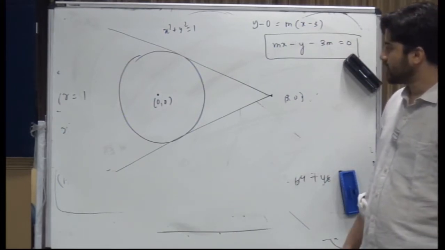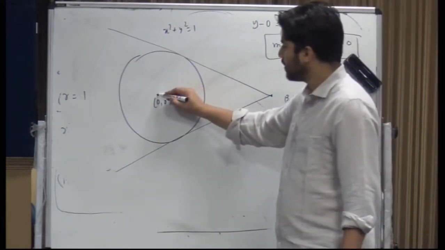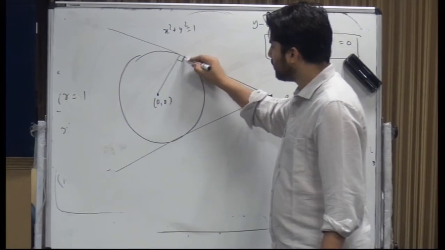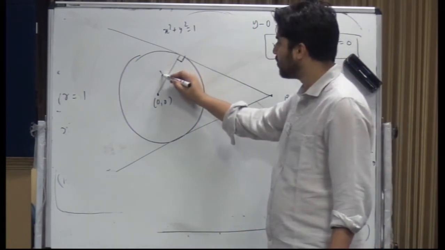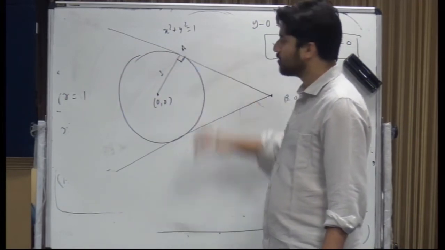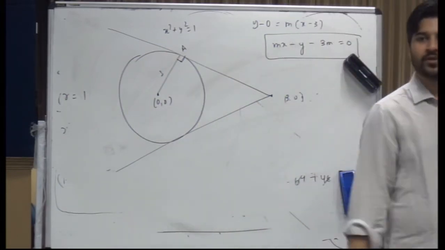बस अगर कोई चीज दिख रही है तो वो ये परपेंडिकुलर है, लेकिन इससे भी कोई फायदा नहीं हो रहा है. लेकिन एक चीज पता चल रही है कि इसका और इसका डिस्टेंस 1 है.